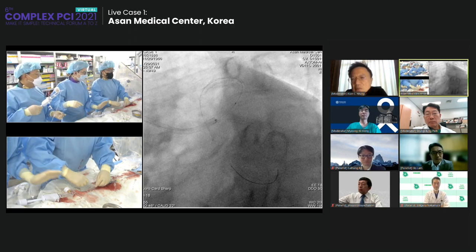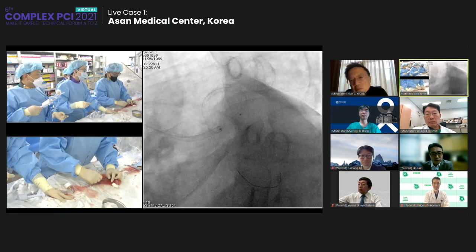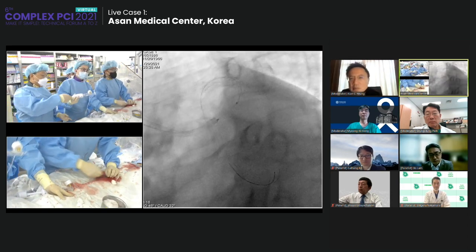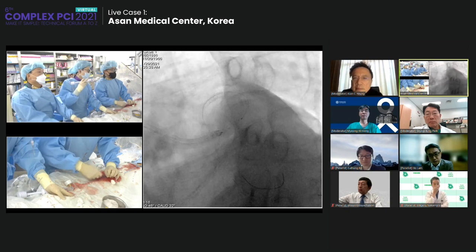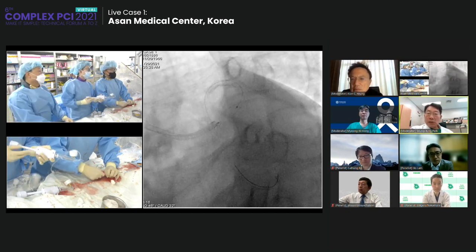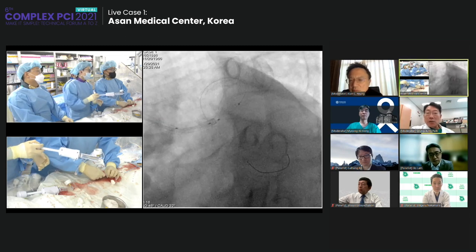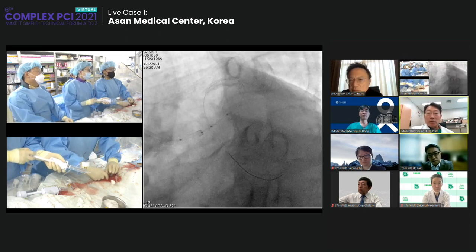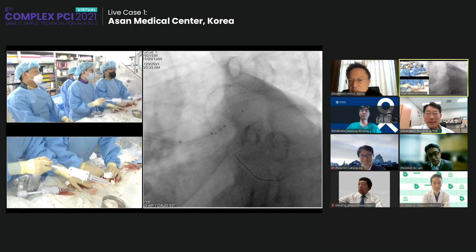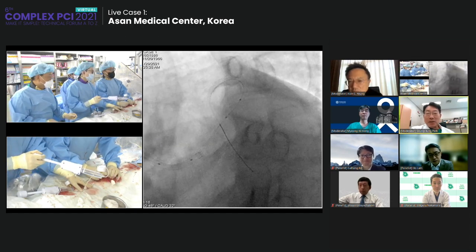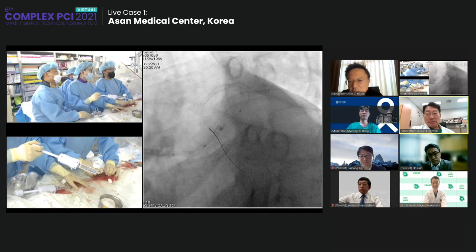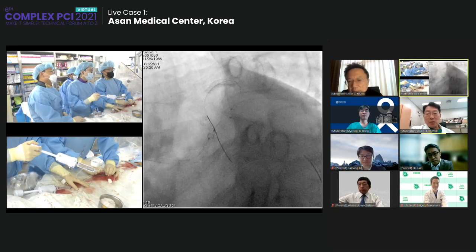This is the NC balloon. Before crushing, we did some adjunctive NC balloon inflation. This is a 3.0 NC balloon. For the circumflex? Yeah, right. And before the crush, we did almost similar to the DK crush. Some similar, but it's not exactly the same. However, you want to do high pressure inflation for the circumflex? Yes, right. All right, it's more.